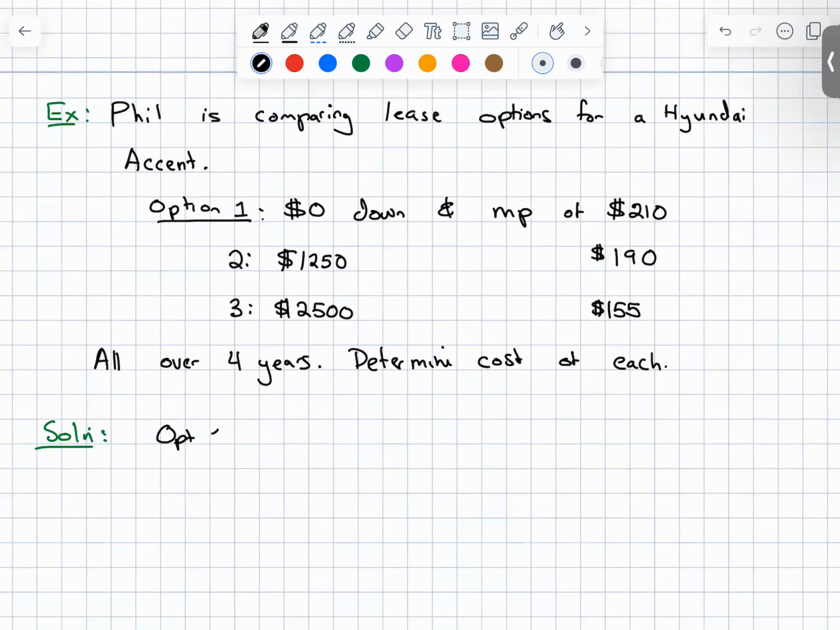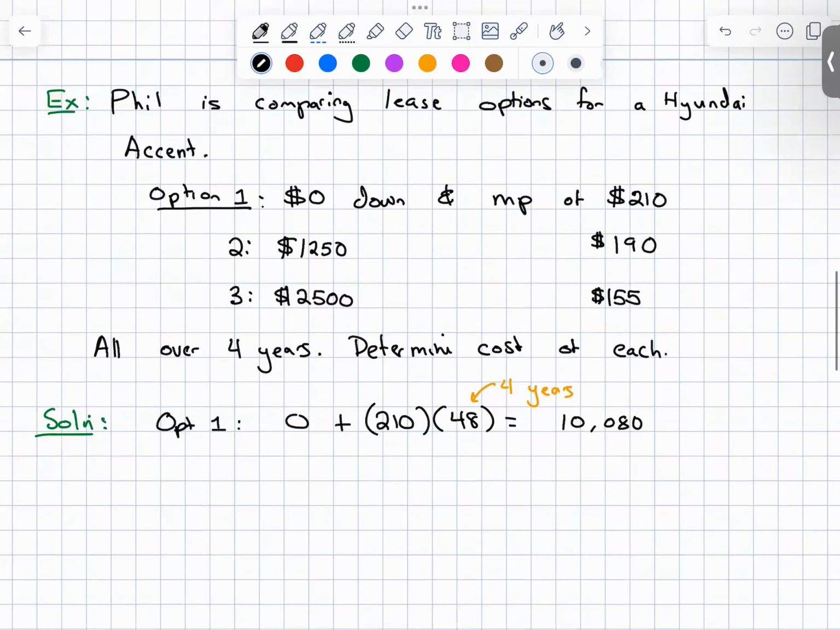Option 1 is going to be $0 down plus $210 per month times 48 months, because it's 4 years. Which will be 10,080. $10,000 for a Hyundai Accent for 4 years.